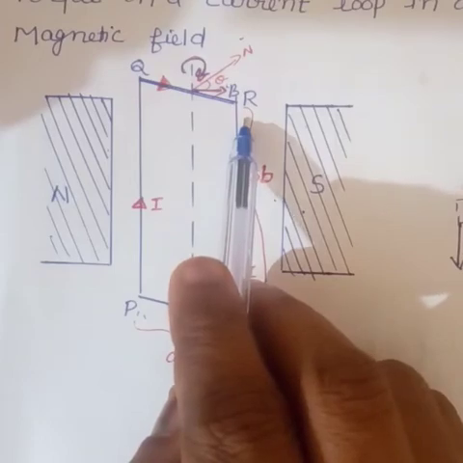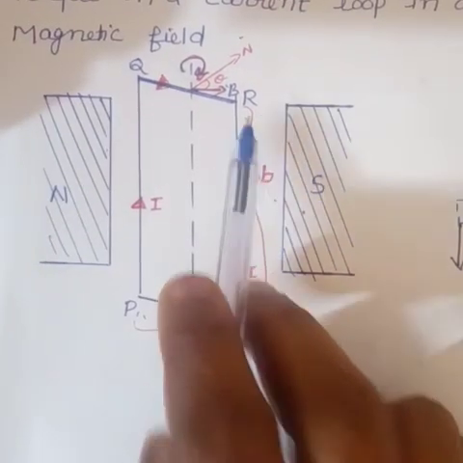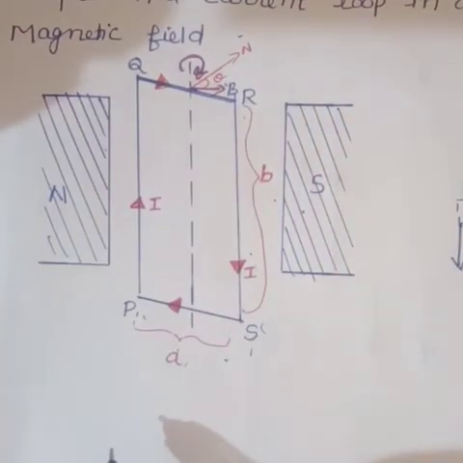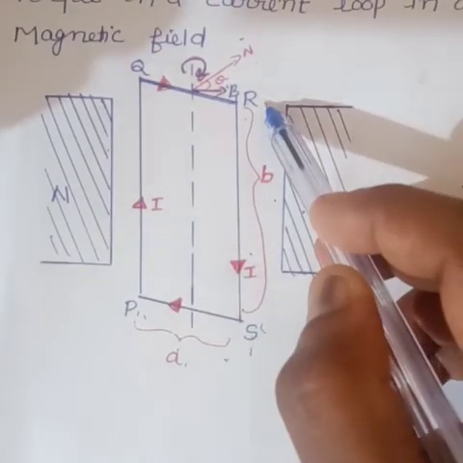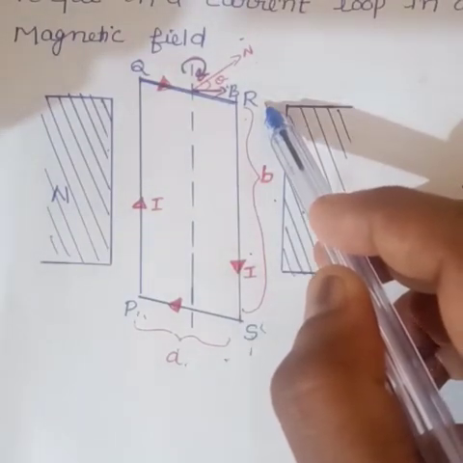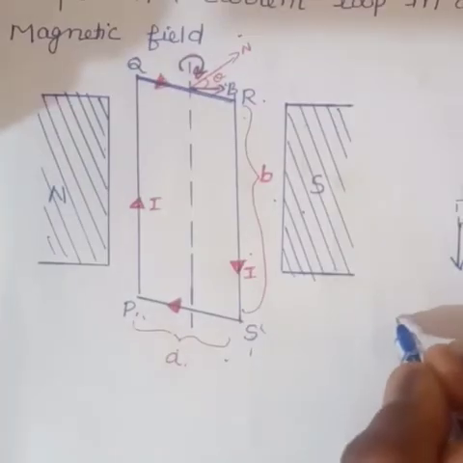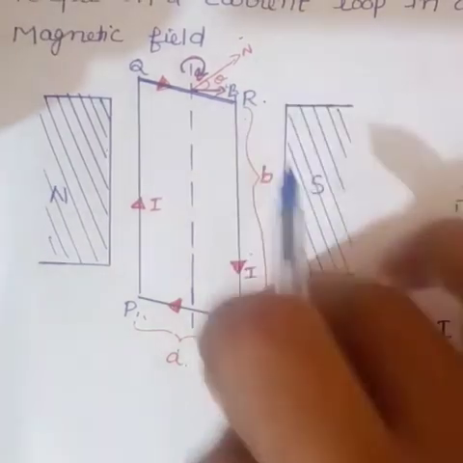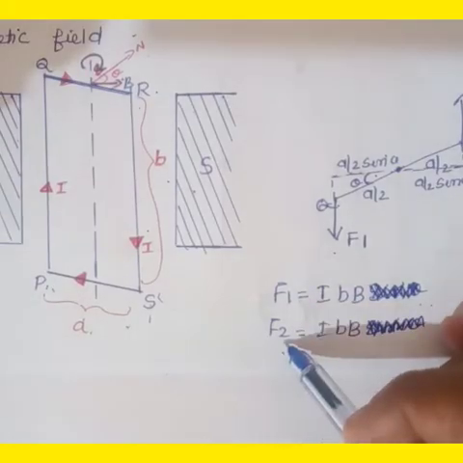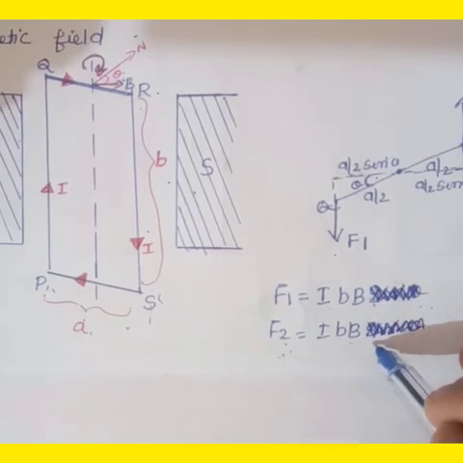The magnetic force on sides PS and QR are collinear, so they cancel each other. That means the resultant is 0. There is no force exerted on these two arms. Then the arms PQ and SR exert a force. In the case of PQ, the force exerted is F1. I already found F1 and F2 in the previous case: F1 is equal to I B b and F2 is equal to I L B.